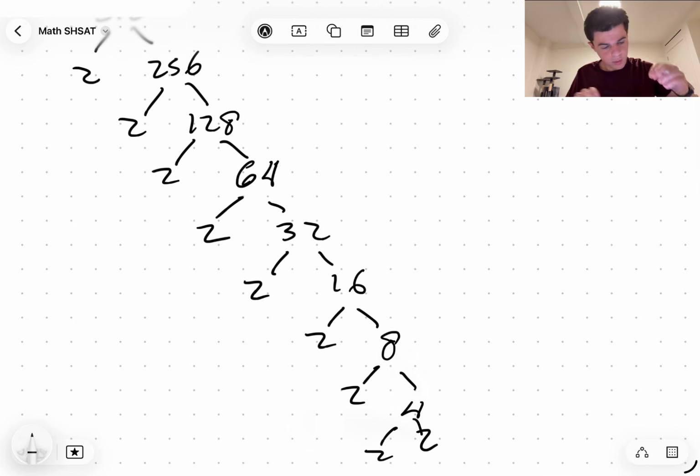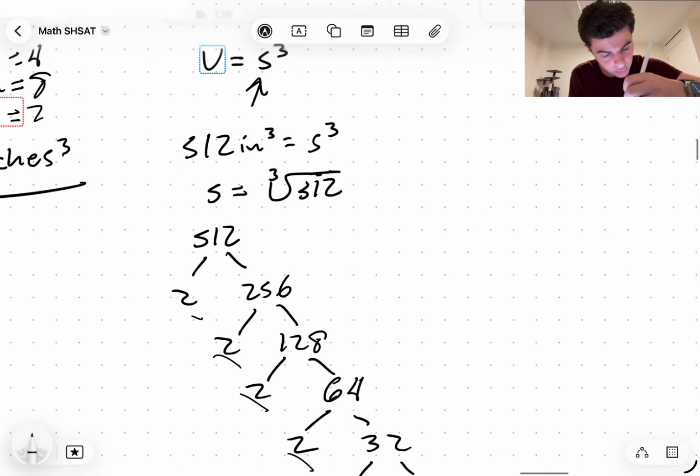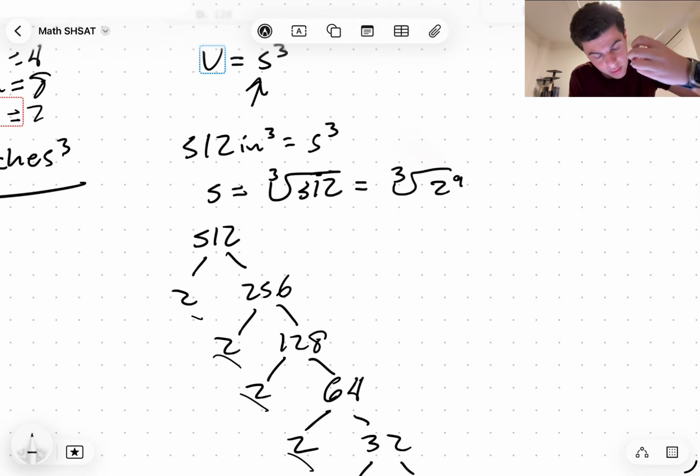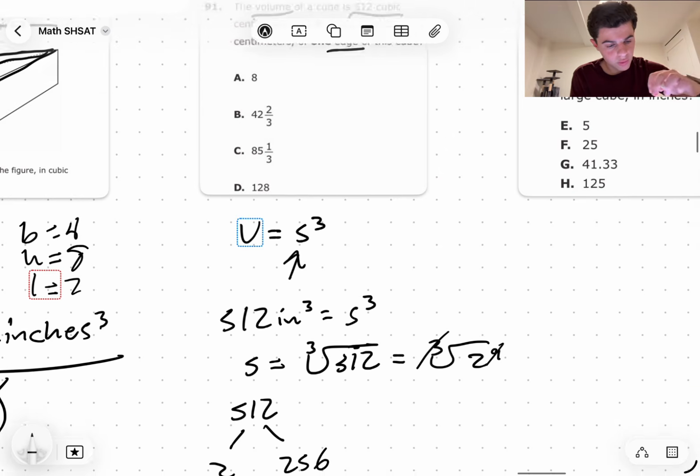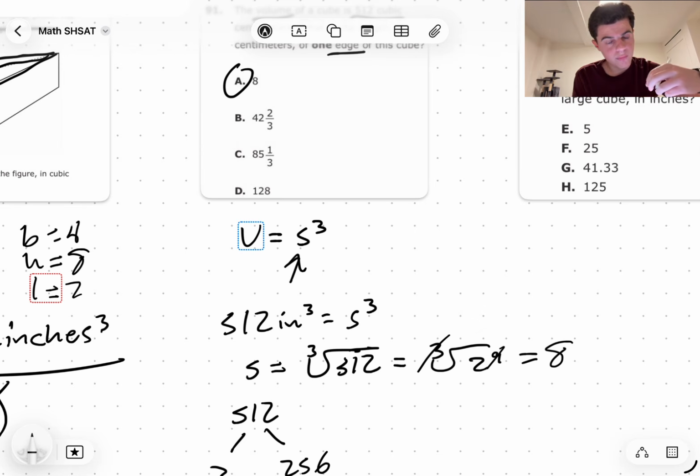So we see here that we have only powers of 2. How many powers of 2 do we have? 1, 2, 3, 4, 5, 6, 7, 8, 9. We have 9 powers of 2. So this is equal to 3 square root 2 to the power of 9. And what do we see here? This and this are perfect. So our answer is going to be 8, which is A.